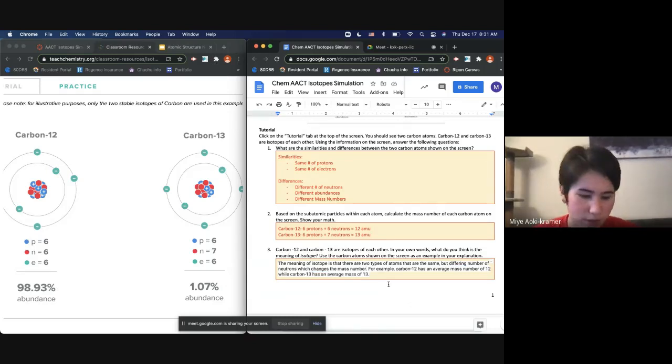So isotopes are the same type of atom with different numbers of neutrons. And that in turn causes the mass number to change. So keep that in mind.